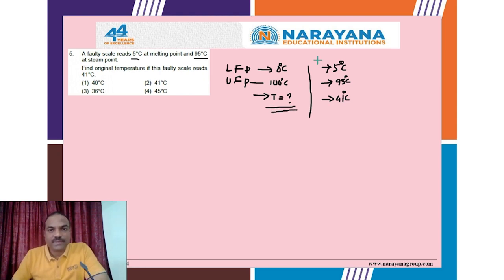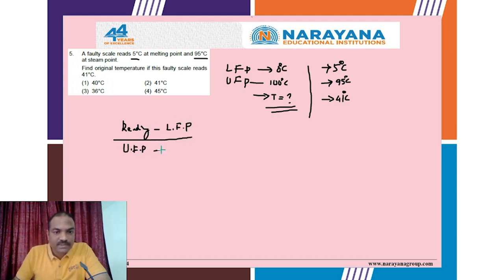So remember, for any temperature scales, how do we solve? The ratios will be the same. What is the ratio? The ratio is the reading minus the lower fixed point, by the upper fixed point minus the lower fixed point, and it is constant for different scales. This idea will be more useful when you are solving faulty scale problems. So let us apply the same thing here.